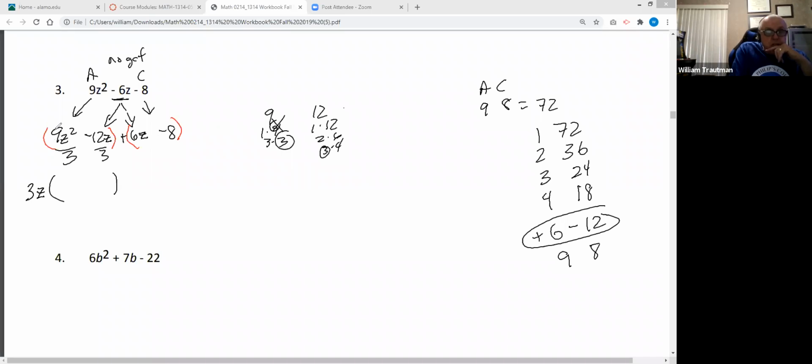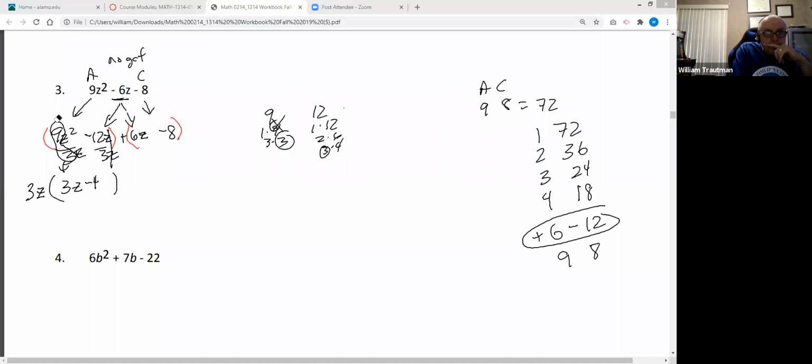When I divide out a 3, 9 divided by 3 is 3. Then I have, oh wait, I'm dividing by z. I didn't see that. I'm dividing by z. 9 divided by 3 is 3. z squared divided by z is just z. Negative 12 divided by 3 is a negative 4. The z's cancel here.